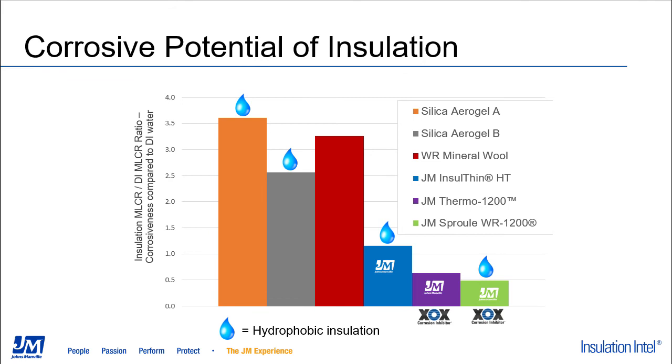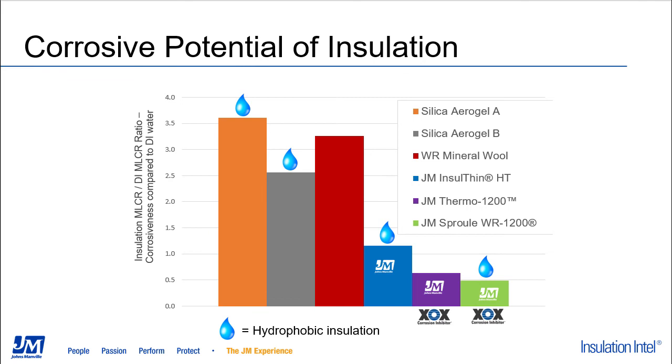The data presented in this slide shows what's called a mass loss corrosion rate ratio for different materials that have been tested to this procedure, basically looking at the mass loss corrosion rate for the individual insulation product as a ratio to that of DI water. DI water is typically considered to be quite inert and not contribute to corrosion. So you're basically looking at the ratio of the material to that of the DI water.